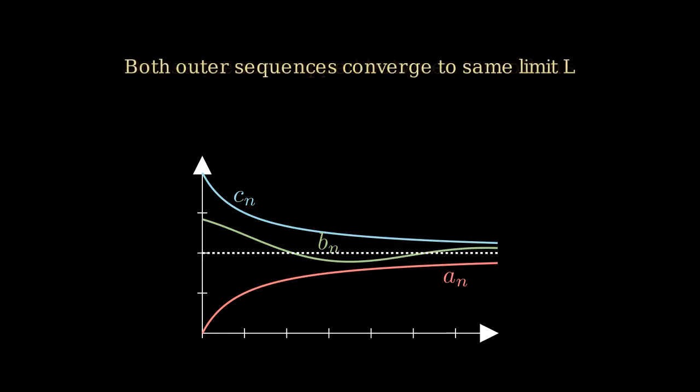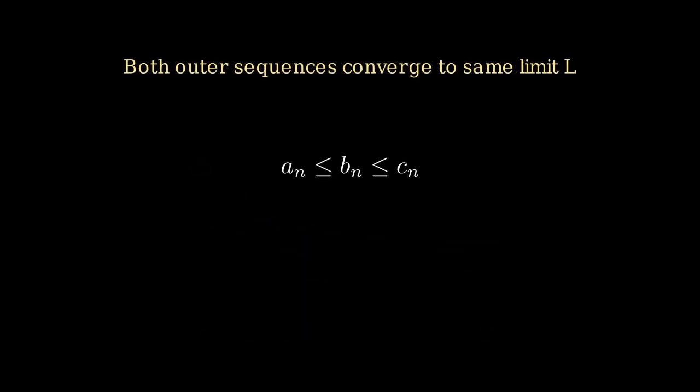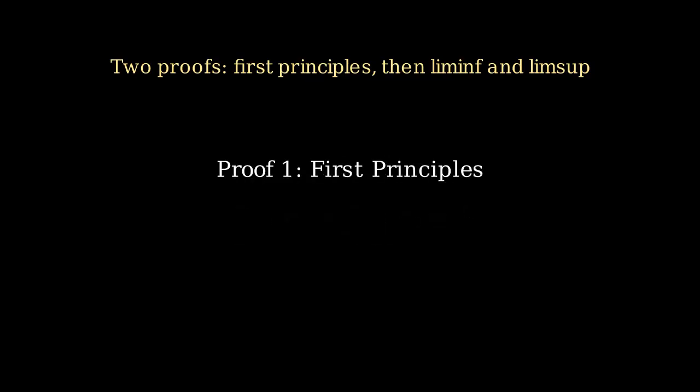Let us set up three sequences, call them a sub n, b sub n, and c sub n. Suppose that for every n, a sub n is less than or equal to b sub n, and b sub n is less than or equal to c sub n. Suppose also that both a sub n and c sub n converge to the same limit, which we will call L. We will prove this fully using first principles, and then afterwards we will show a genuinely different proof using limit superior and limit inferior.